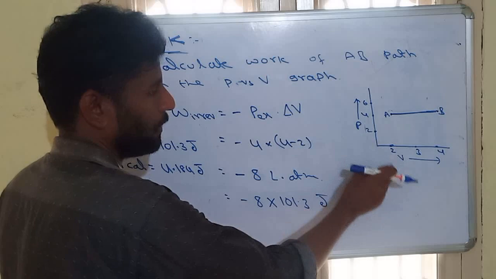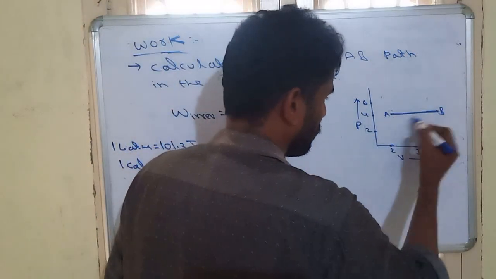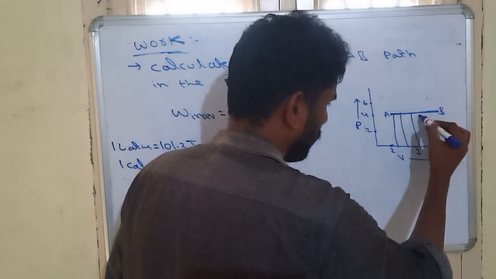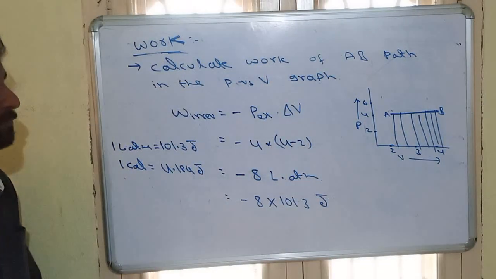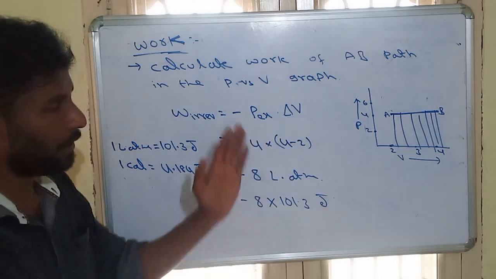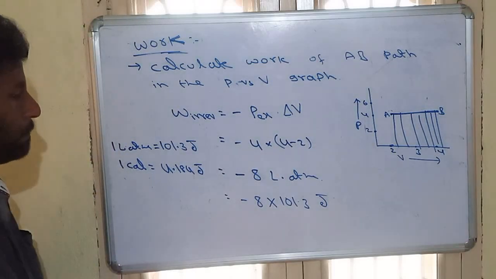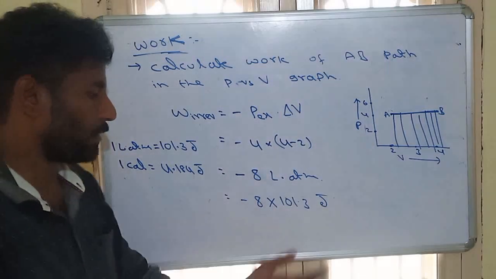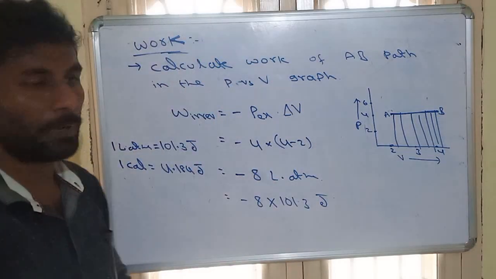So a PV diagram is always a work diagram. The area under the curve is called work. In any pressure versus volume graph, the area under the curve is called work done. So the value is minus 8 into 101.3 joules. So calculated. That is the work formula.